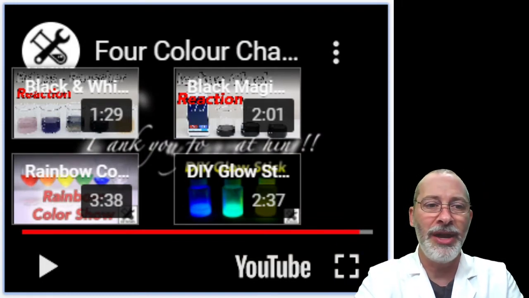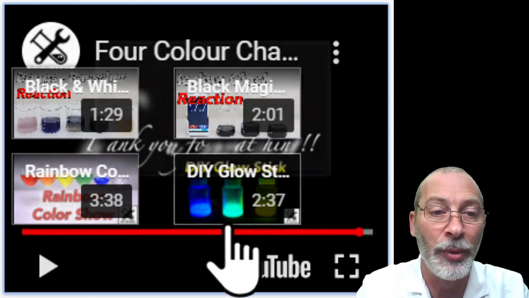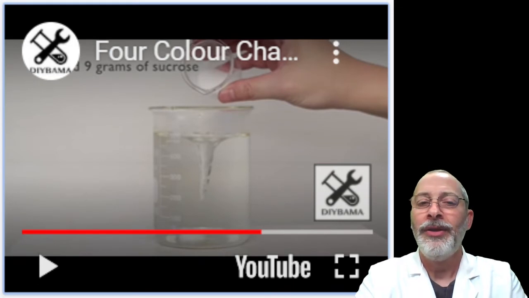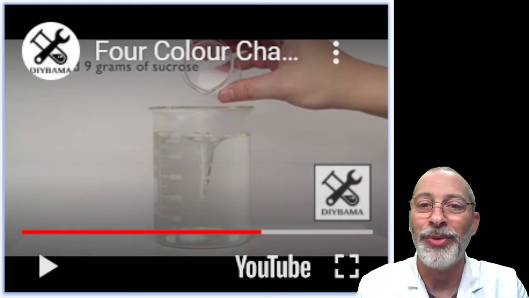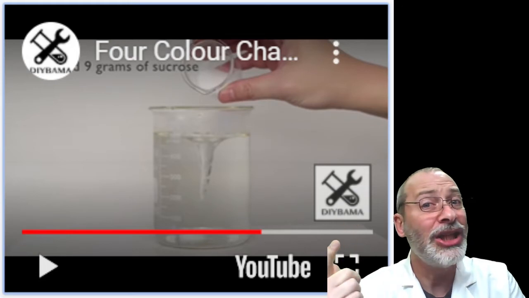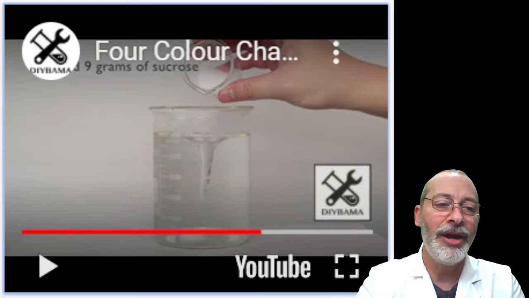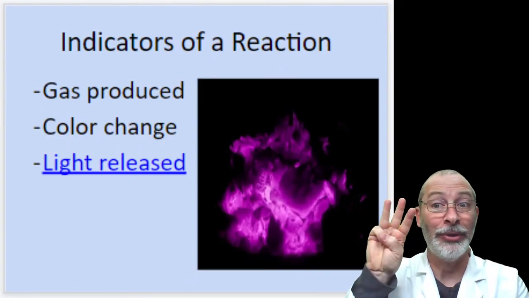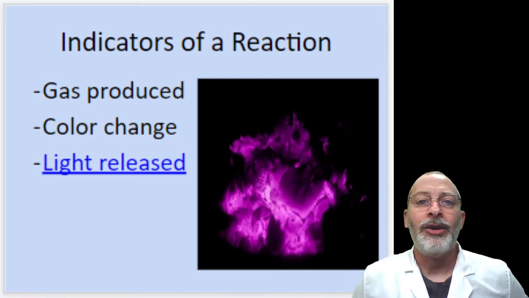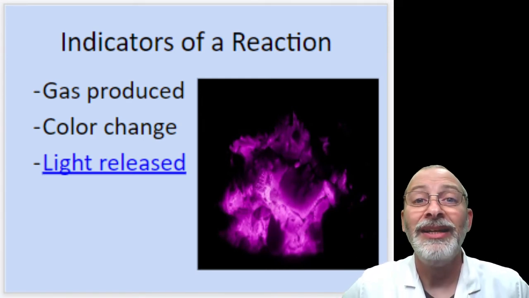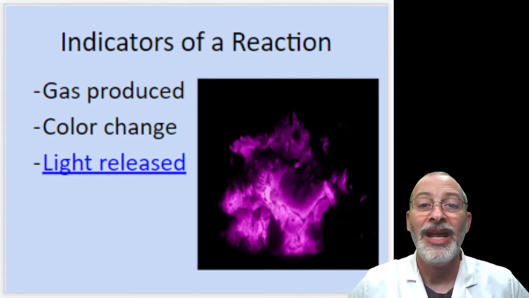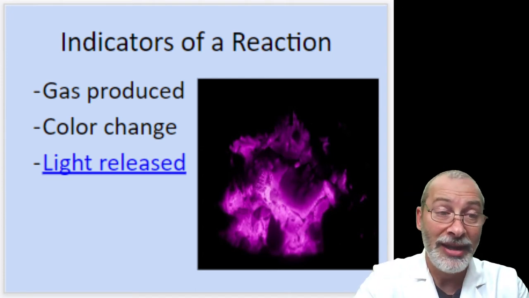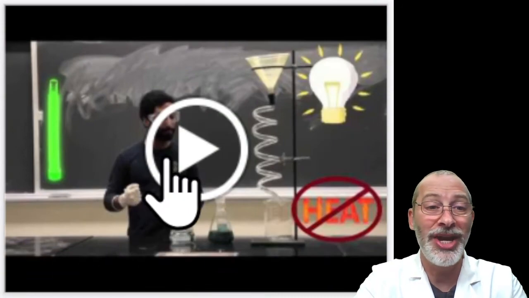Changing colors. Now, you may have noticed those different chemicals that were being added into the water there, chemicals we'll learn about over the next couple weeks, but that change in color, back and forth, is an indicator of a chemical reaction. Next, number 3. Number 3, an indicator of a reaction is light being released. Light being released from a reaction is an indicator that something is going on. So let's check this out.